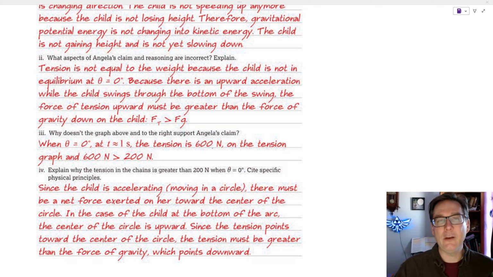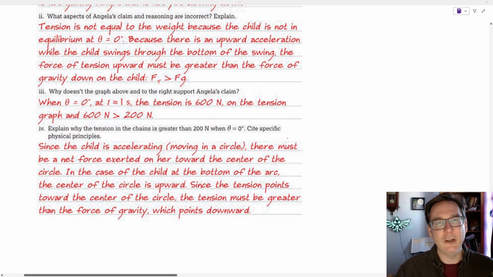Like, okay, 600, you've got to remind the person reading what you're writing what the claim is. And the claim is that the tension is 200 newtons. So say, remember when we said it was 200? Okay, well, look, 600 is greater than that. So it's not a bad idea to say stuff like that, just to make it very clear what the claim was and why it's incorrect.